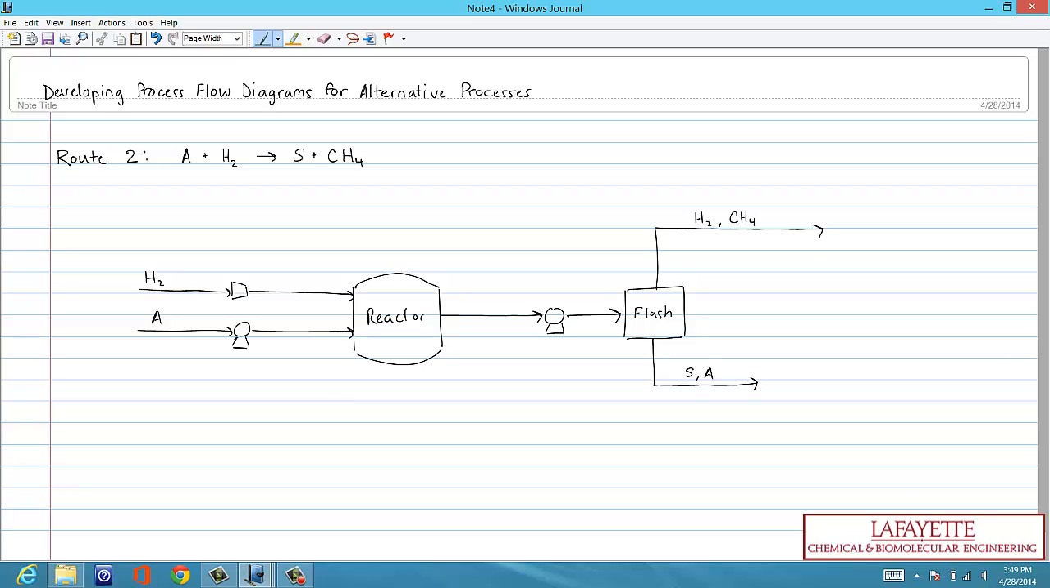We can recycle the unreacted hydrogen, along with some methane, back to the start of the process. However, we need to use a compressor instead of a pump, since we are working with gases. We then add a purge line like in route 1.